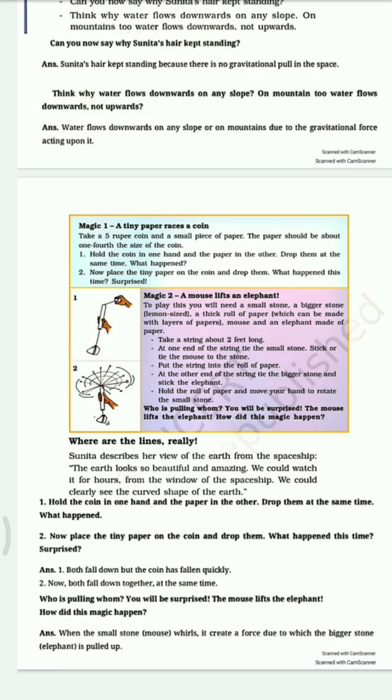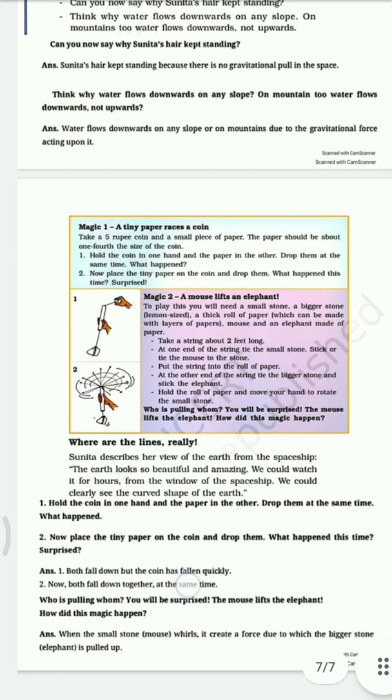Now the second question is, place the tiny paper on the coin and drop them. What happened this time? Surprise. Now both fall down together at the same time, because the paper and the coin are attached, so they fall at the same time.